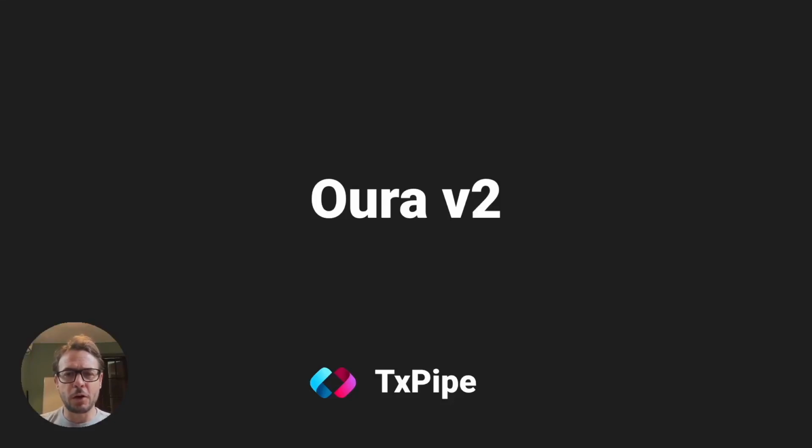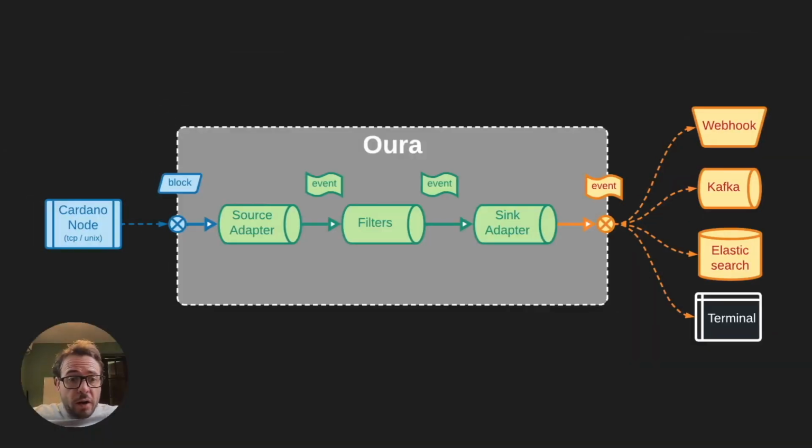This is a quick video to talk about the upcoming changes in Oura v2. Oura is a stream processing pipeline that subscribes to the Cardano node to get the blocks. It extracts transactions and sends them through the pipeline, where they get turned into JSON payload, they get filtered, and finally submitted into one of the available plugins.